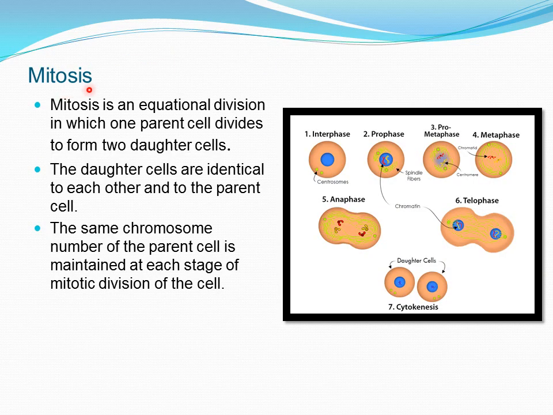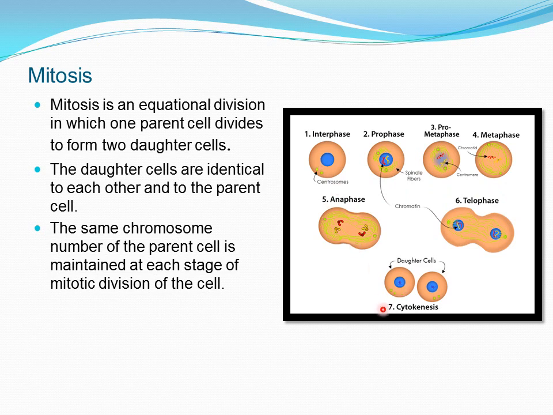Now this is mitosis. Now what is it? Mitosis is actually the equational division where one parent cell divides to form two daughter cells. Now you see my pointer here. Here is one parent cell which is dividing into two daughter cells, and if you see these daughter cells, they are identical to the parent cells, like they look exactly like the parent cell, and the same number of chromosomes the parent cell has is maintained at each stage of this mitotic cell division.